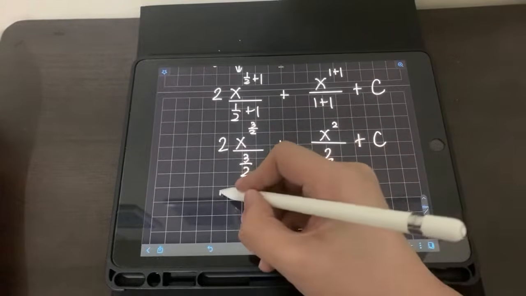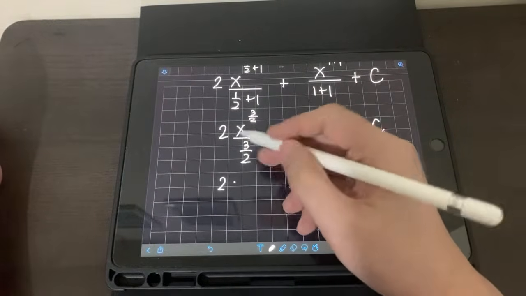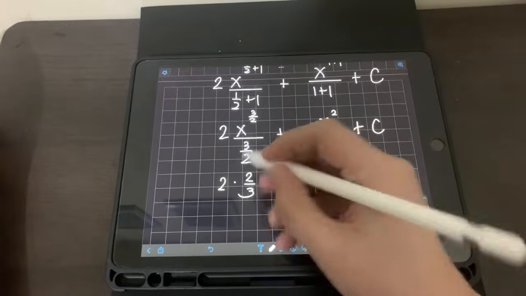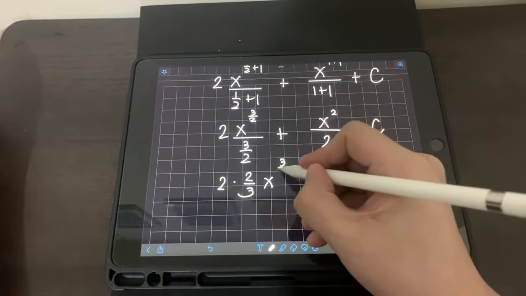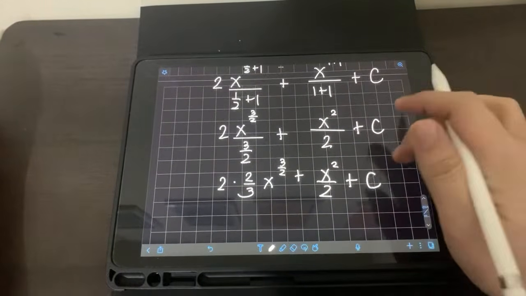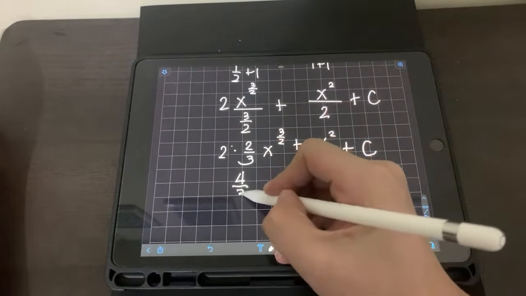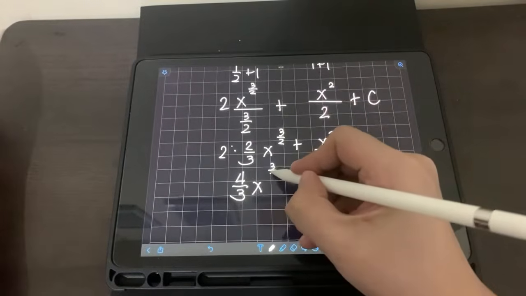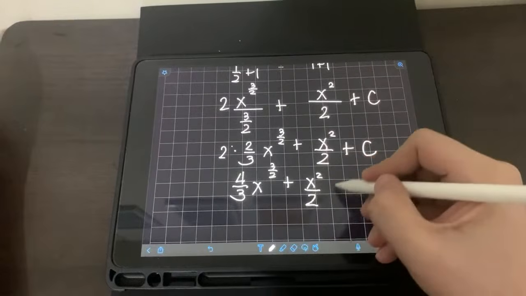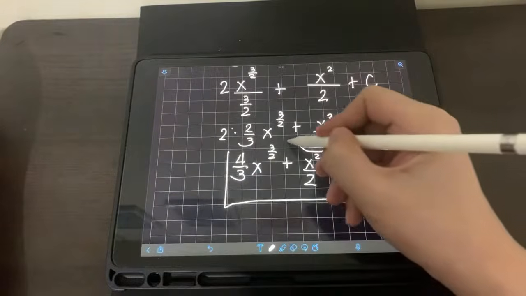So, you have 2 times. So, you need to multiply 2 by the reciprocal of this 3 halves. So, what's the reciprocal of 3 halves? 2/3. X raised to 3 halves plus x squared over 2 plus c. And then, multiply 2 times 2/3, 4/3. X raised to 3 halves plus x squared over 2 plus c. Okay, so this is the final answer.